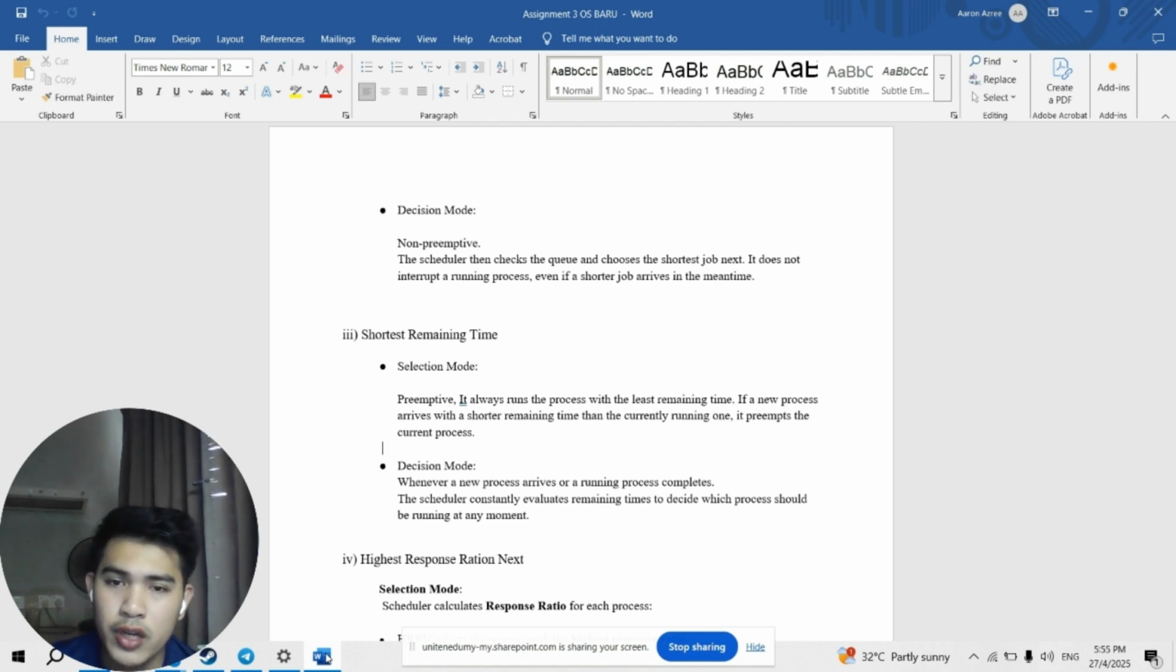So the decision mode is whenever a new process arrives or a running process completes. The scheduler constantly evaluates remaining time to decide which process should be running at any moment. So what does this mean? The decision mode for the shortest remaining time is the fact that it is always assessing which process is shorter than the rest. So it doesn't just work with what it currently has in the queue. It will always evaluate whatever comes into the queue. So let's say originally there's A, B, C, it will work with A, B, C. But when D comes into place, it will analyze A, B, C, D, and so on. It is always analyzing which one is shorter in terms of time for completion.